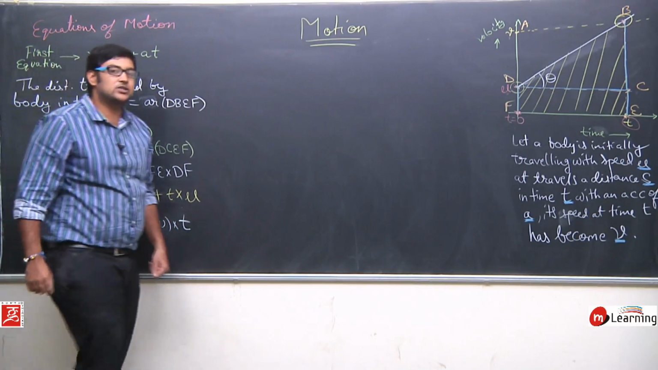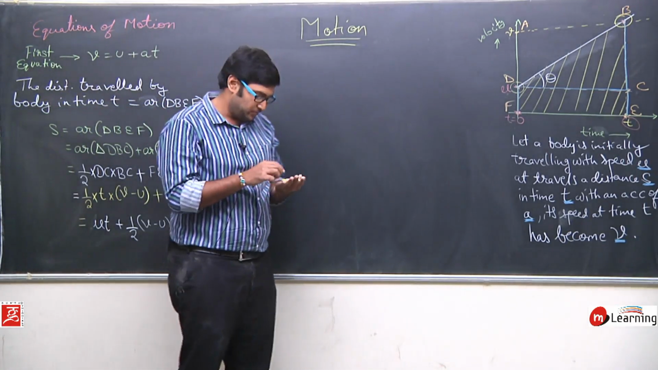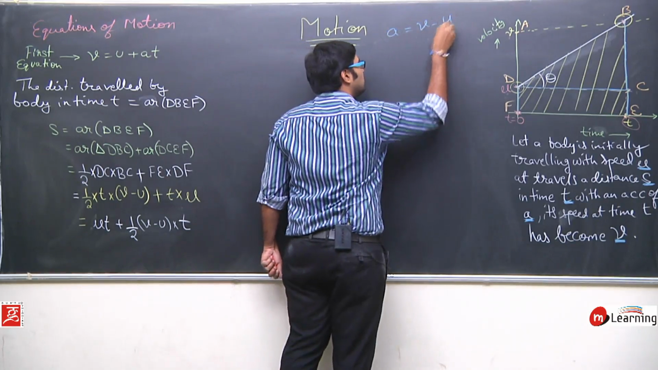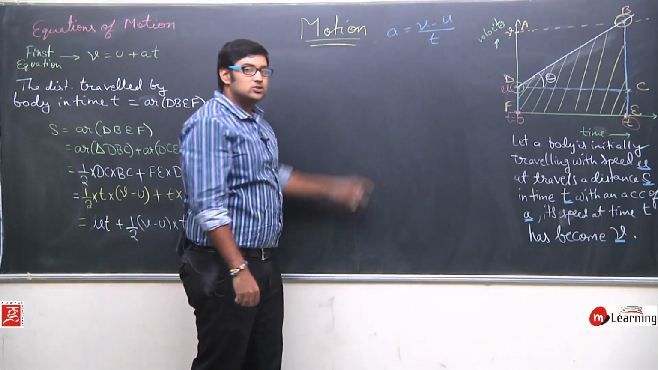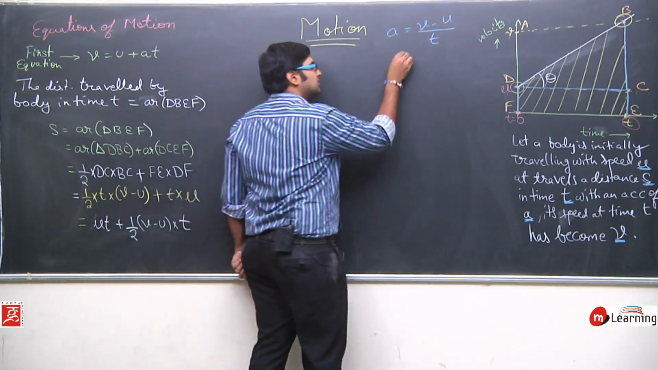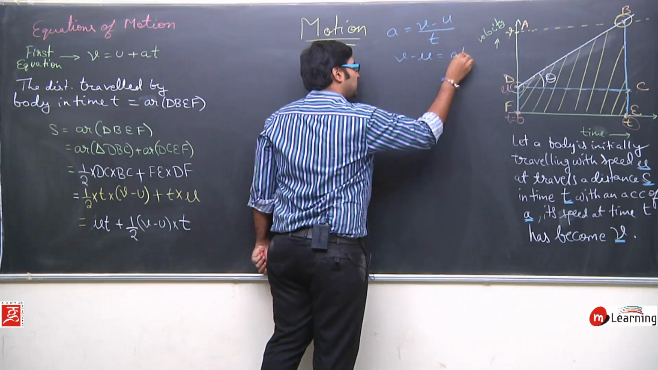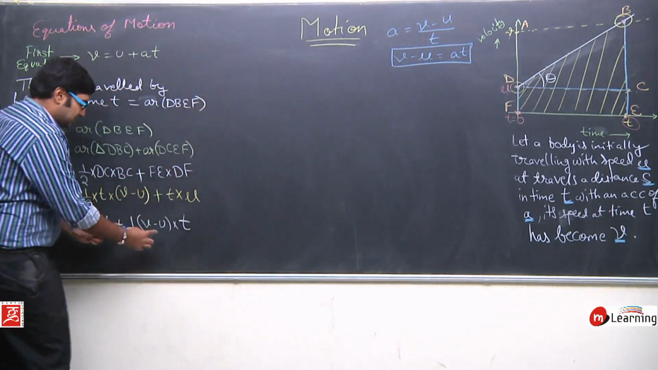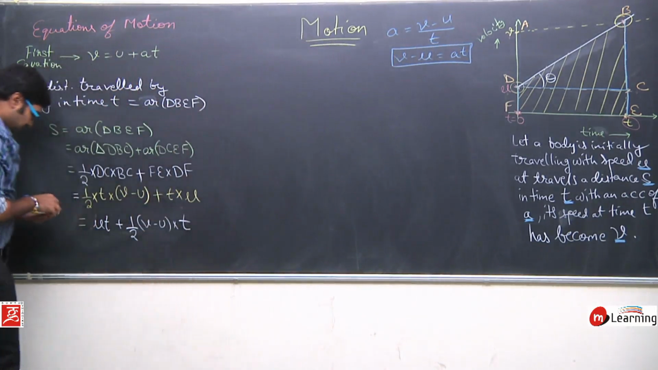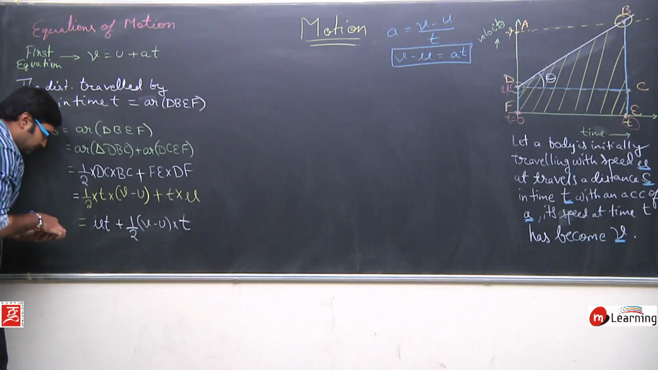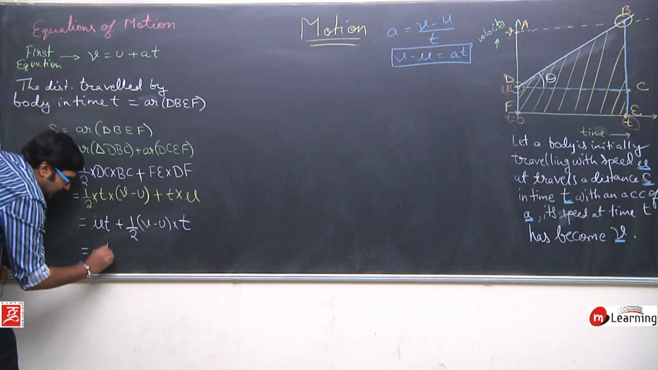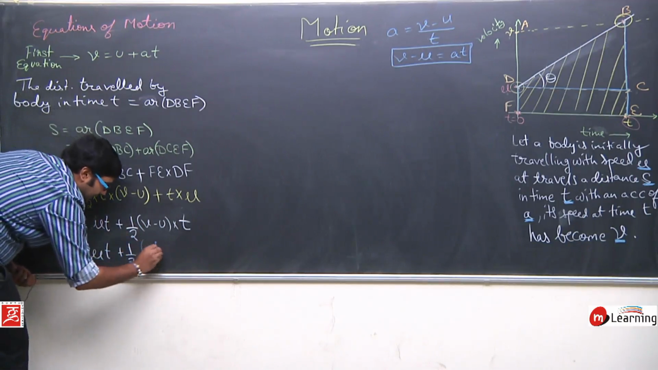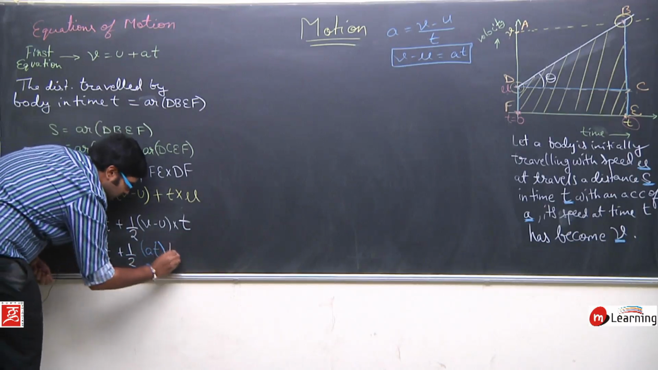Now what is V minus U? Here we have seen that acceleration is equal to V minus U upon T. So from this I can see V minus U is basically equal to A into T, okay. So in place of V minus U I can substitute A into T. So what we will get is Ut plus half, and in place of V minus U I will write AT into T.